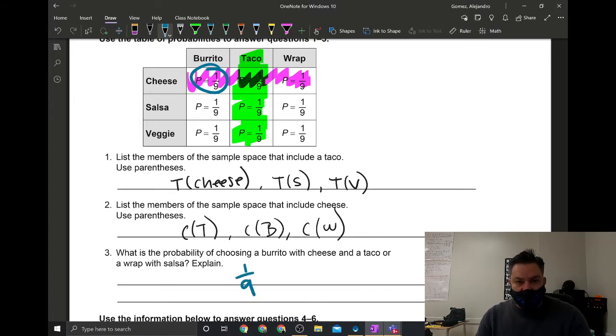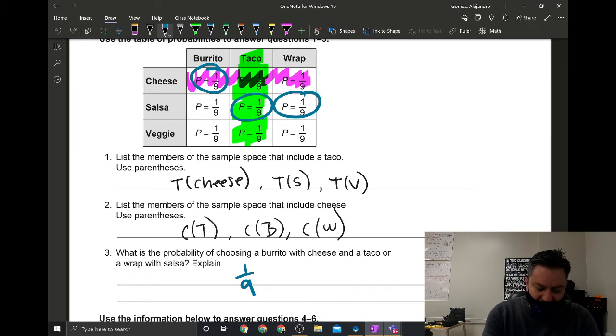That is 1/9. And the other probability is going to be the combination of two things. So we have a taco or wrap with salsa. So you have this and this. How many are those? No, just the taco or wrap. How many are those? 2, correct? They're 2 out of, because you're adding this 2. You're adding that probability. So 1/9 plus 1/9 is how many?